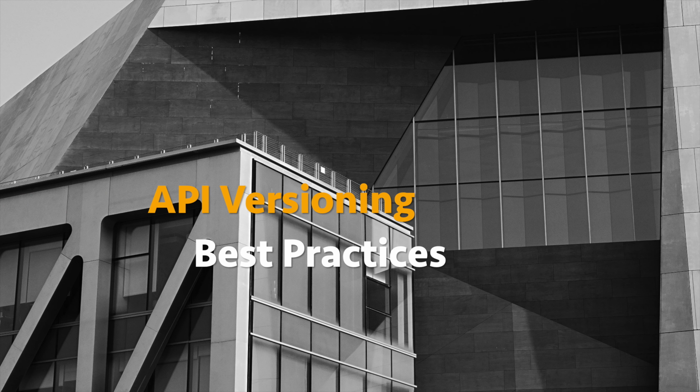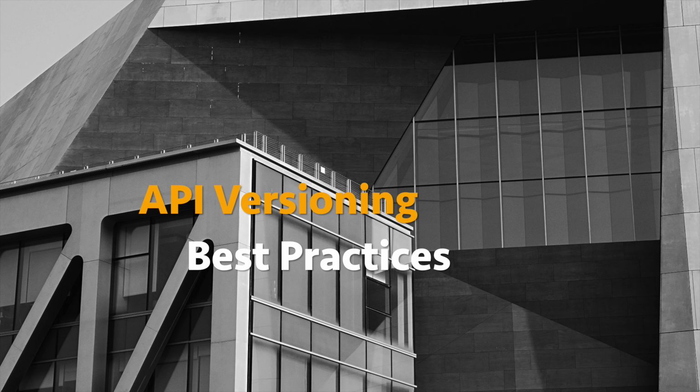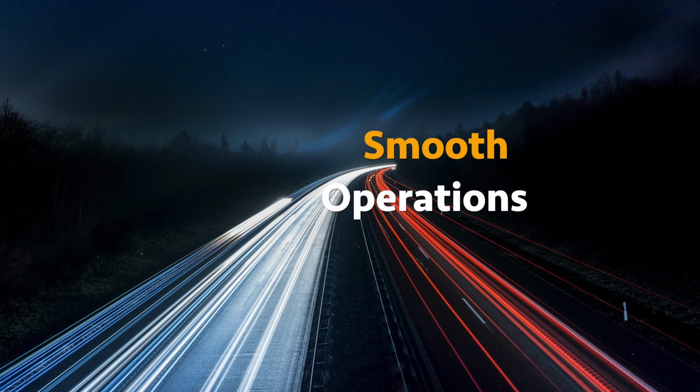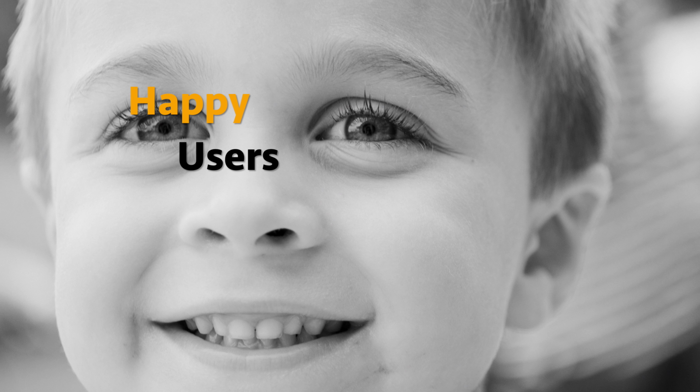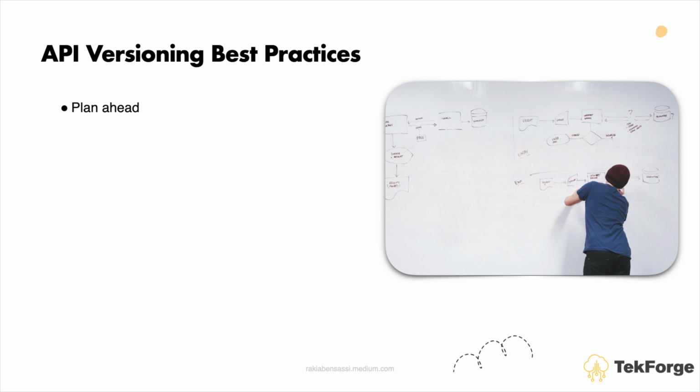API versioning best practices. Effective API versioning is crucial for smooth operations and happy users. Here is how to ace it. Plan ahead, anticipate changes, and design your API with future versions in mind. This helps you to make informed decisions about the API's evolution and minimizes the need for significant changes later on.